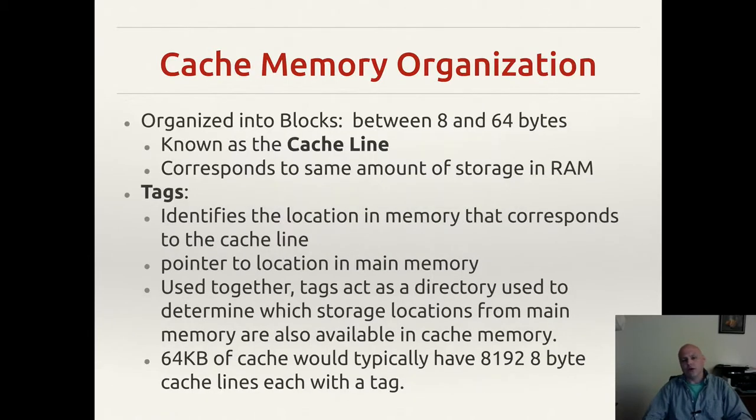Okay, so how do we organize cache? Cache is organized into blocks. They're between 8 and 64 bytes, and these are known as a cache line. The reason we do it this way is, again, this principle of locality. The principle of locality of reference basically says, as we've mentioned before, that if I ask for a particular thing in memory, odds are the things around it are important to me too. So rather than just get one thing from memory, why don't I get a bunch of things from memory?